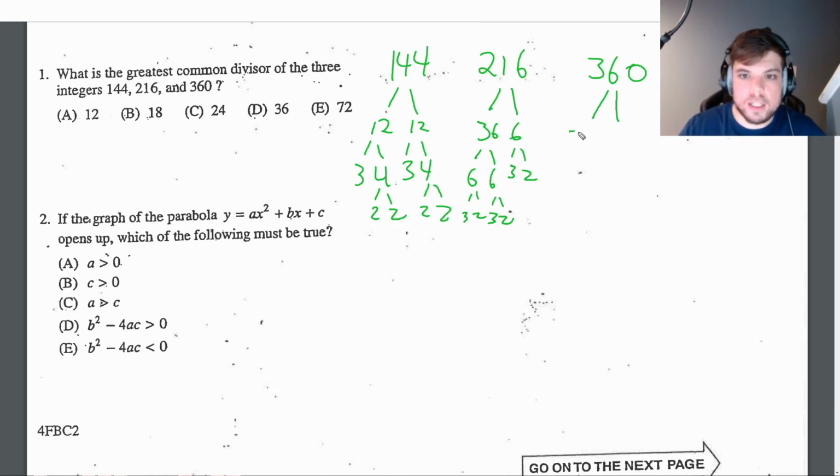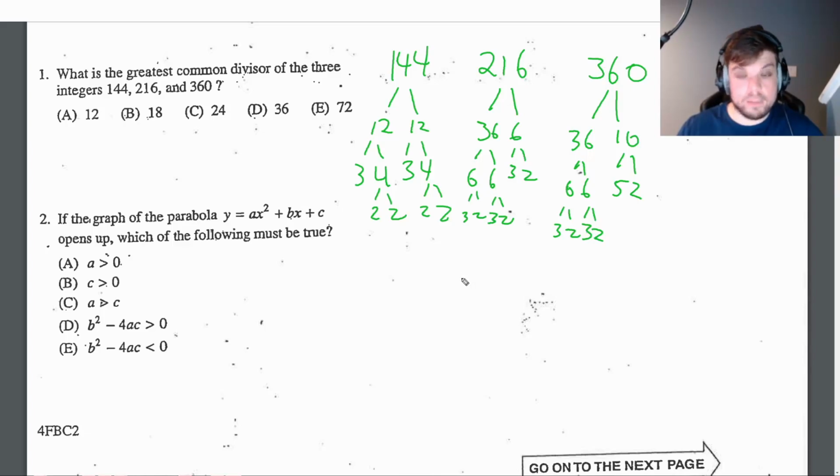So 360 would be maybe 36 times 10. I see a lot of 6's, so I'm interested in these 6's. It's probably going to come into my greatest common divisor. Divisors are the same thing as factors. Divisor and factor are effectively synonyms. Okay, so now let's take a look at this. I'm noticing a lot of 6's.